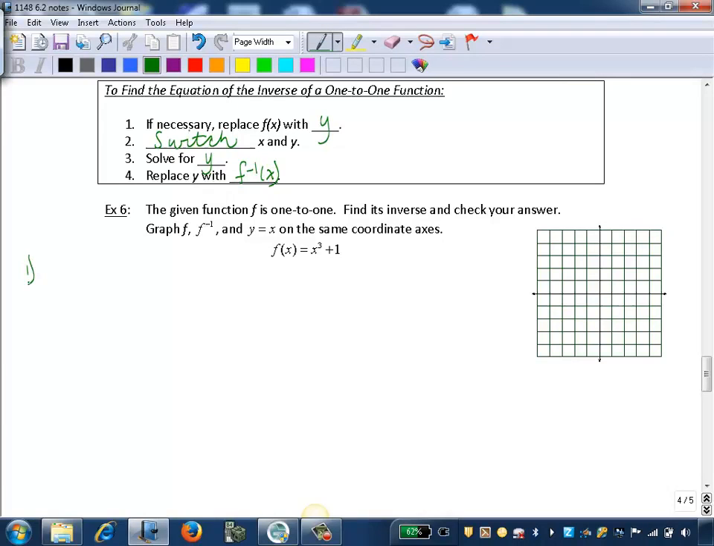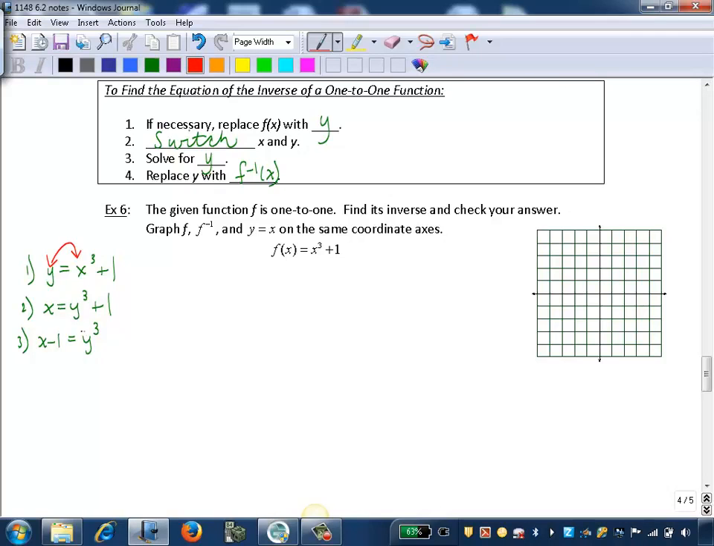So our first step, we're going to replace that f of x with the y. So we're going to write y equals x cubed plus 1. Then we have to switch our domain and range. So we're going to switch our x and y values. That will give us x equals y cubed plus 1. Then we need to solve for y. So we're going to subtract the 1 from both sides. So that will give us x minus 1 equals y cubed.